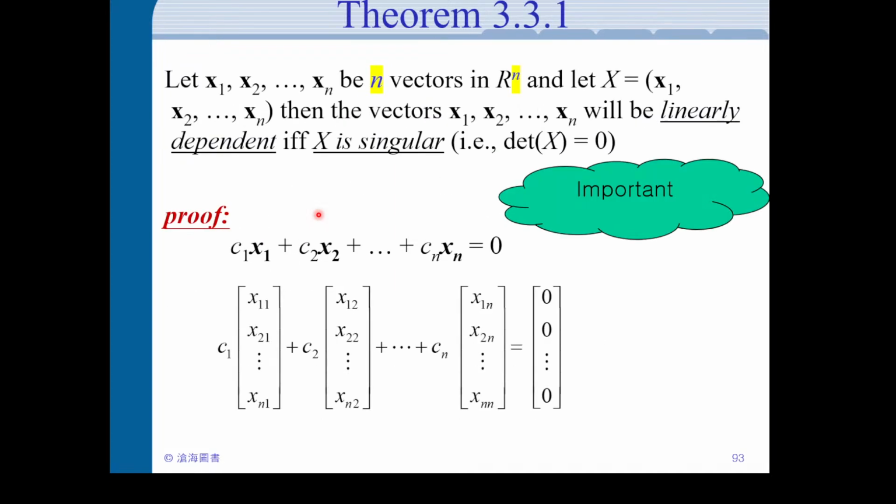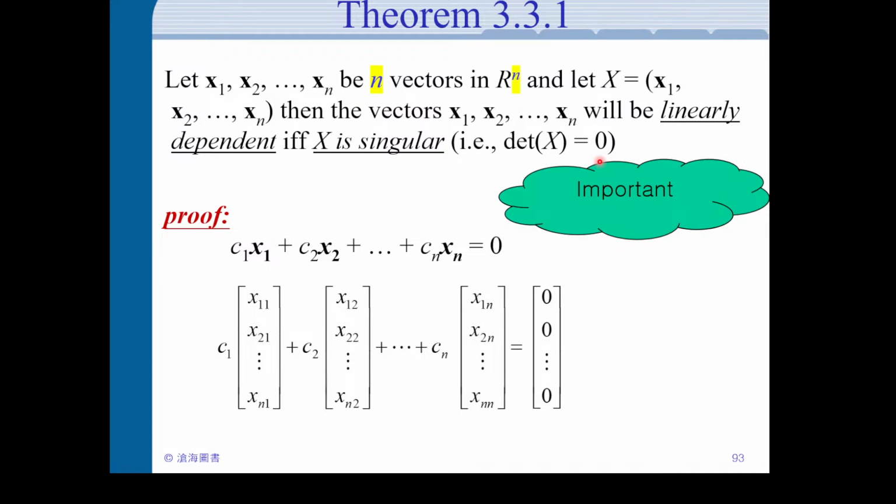Now let's do a special case first. If you have exactly n vectors in Rn and you want to see whether they are linearly dependent, then they are linearly dependent if and only if X is singular. Remember from algebra 2, we also say X is singular means the determinant of X equals 0. That's our first theorem to determine whether our vectors are linearly dependent.